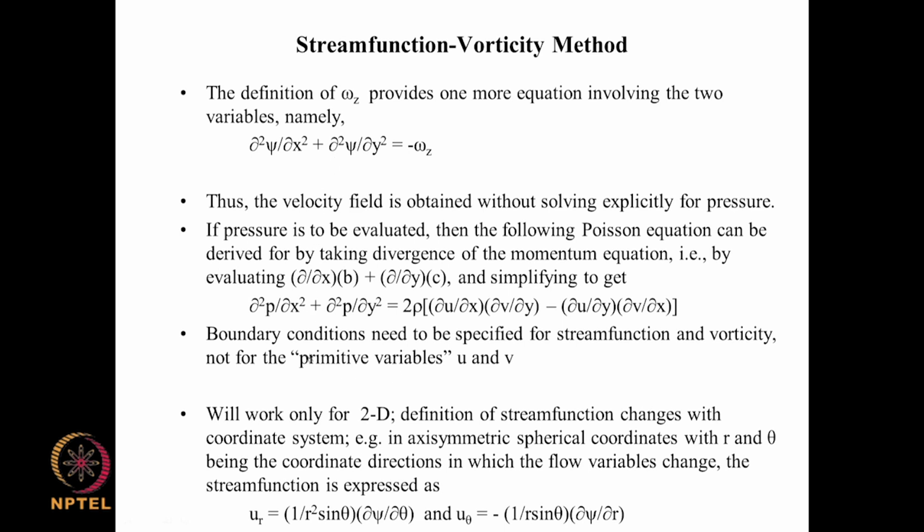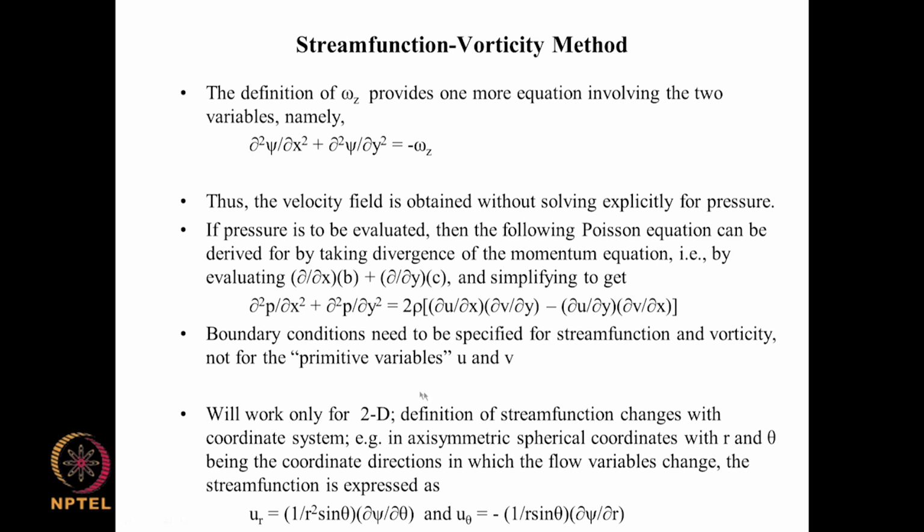So, in this context we introduce the notion of primitive variables. U, V, P are known as primitive variables, and stream function and vorticity are the derived variables, the new, sophisticated variables, which enable the solution here. And so, with boundary conditions, one needs to spend time to translate the known velocity and pressure boundary conditions into boundary conditions for psi and omega.